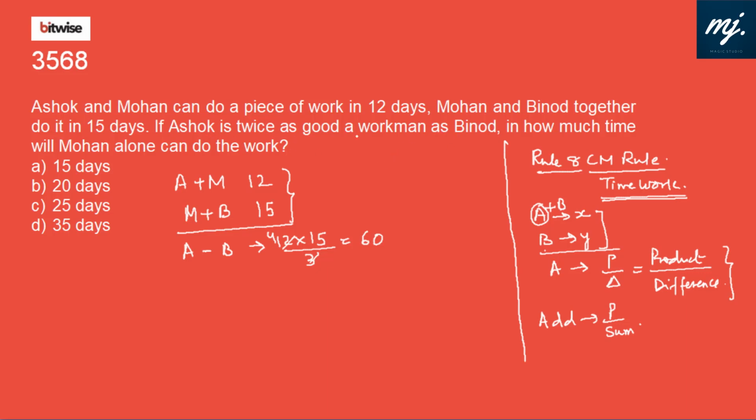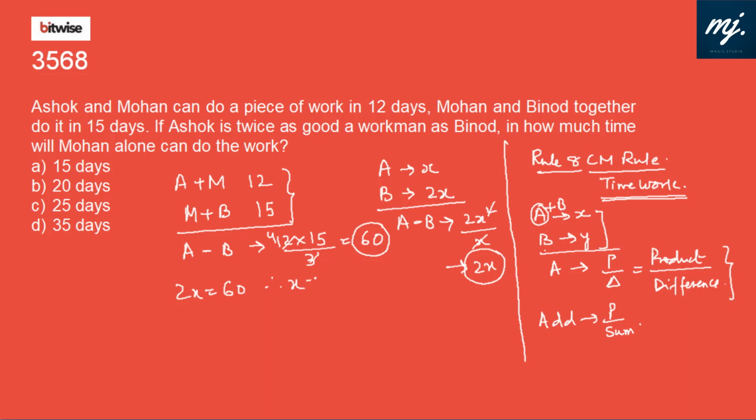Now it is given that Ashok is twice as good a man as Vinod. That means if Ashok is completing the work in x days, Vinod is completing the same work in 2x days. Now, if I use A minus B here, again product by difference. Product is 2x square and difference is x. That means this time should be 2x. Now we can compare these two. 2x is equal to 60. Therefore, x is 30.